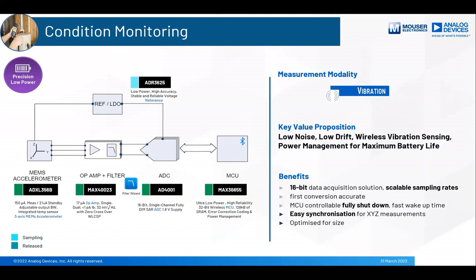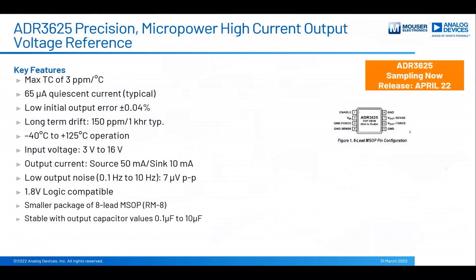I also want to put a spotlight on the ADR3625, which is our upcoming low power, high accuracy, stable and reliable voltage reference. The ADR3625 is our precise micropower high current output voltage reference. This is our latest in terms of low power reference from ADI and is due to release in the next few weeks. It's an excellent choice where low power is key.